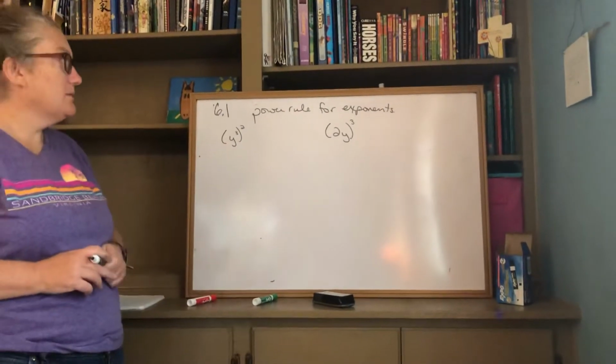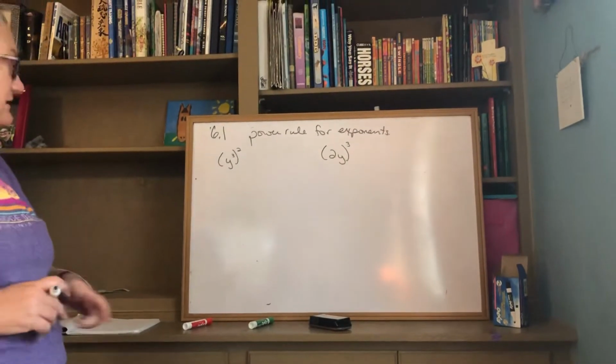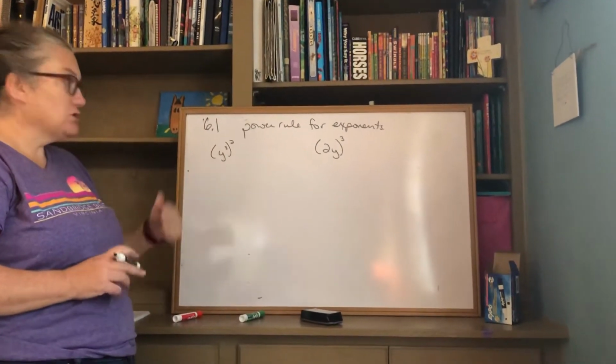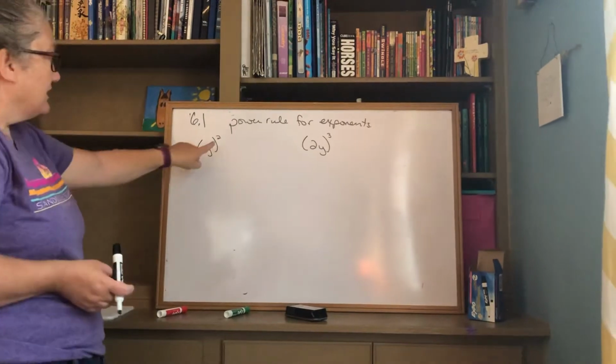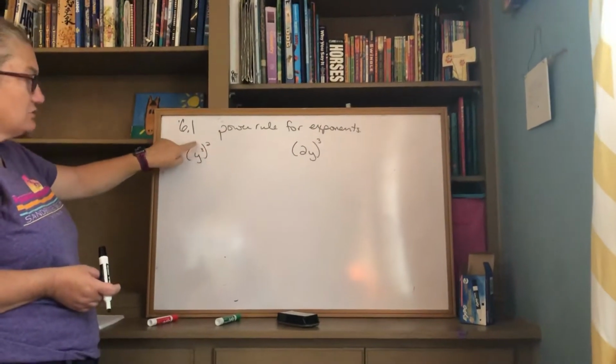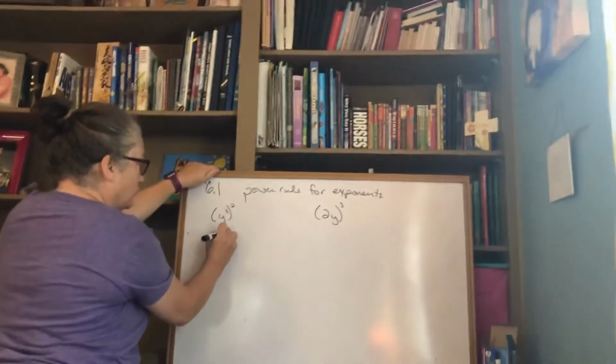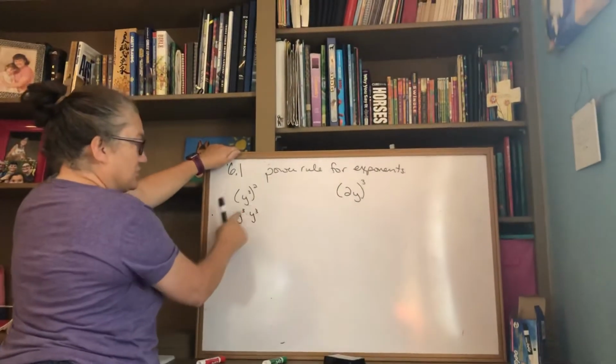6.1, we're going to be talking about the power rule for exponents, and this is what it looks like. It's when you have an exponent raised to a power. Let's derive what the rule is here. This is telling me I have two factors of what's inside here, right? So that means we write y cubed times y cubed. That means we had two of these.